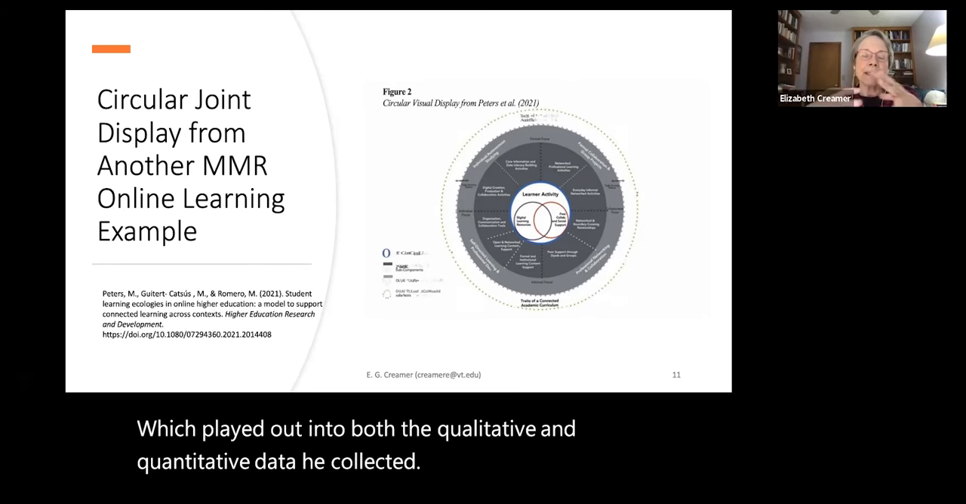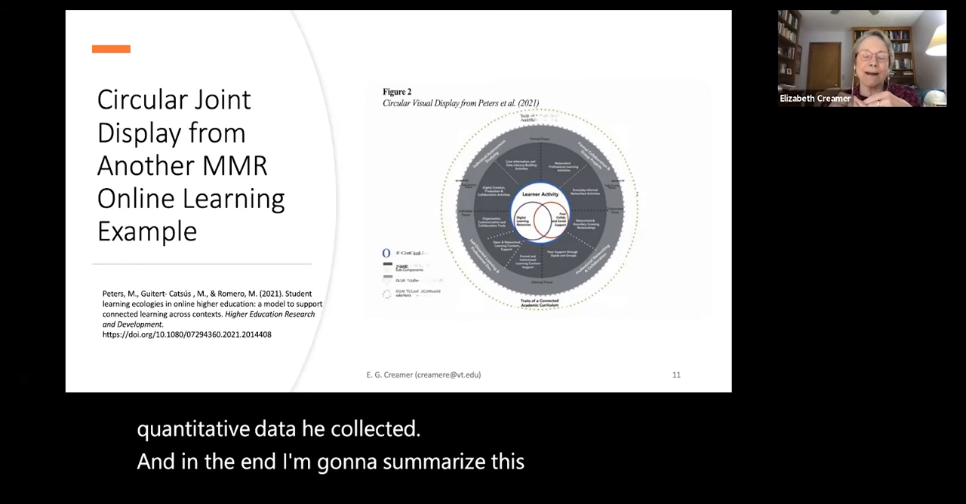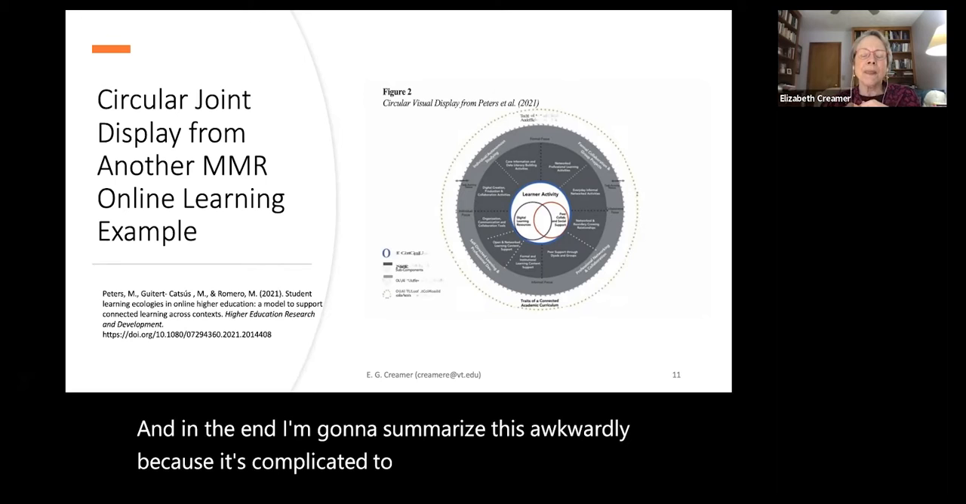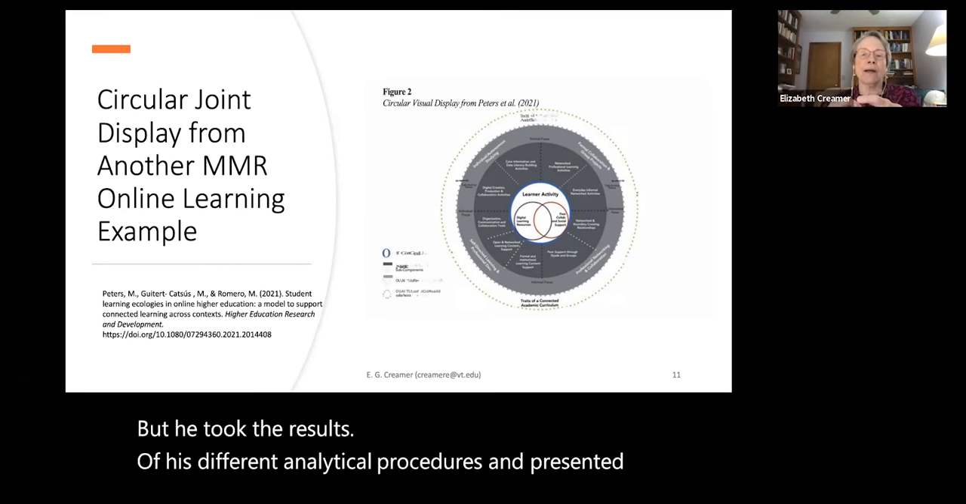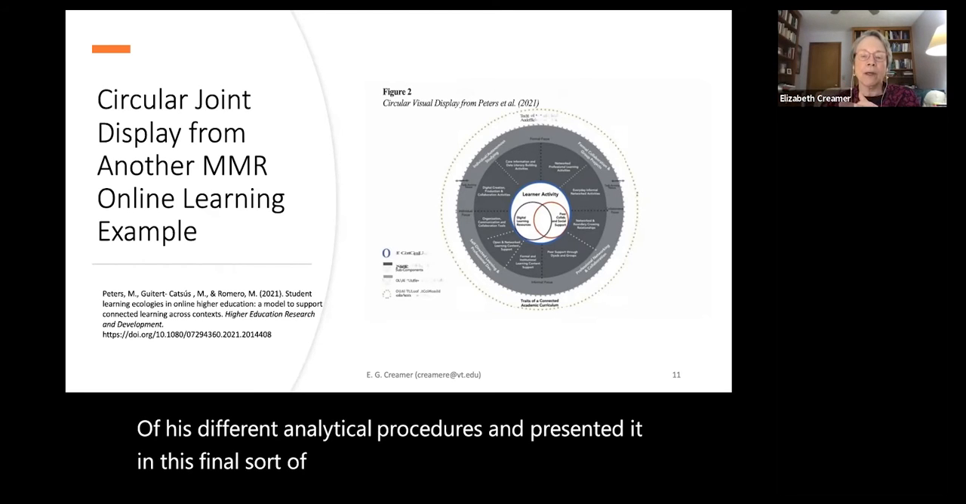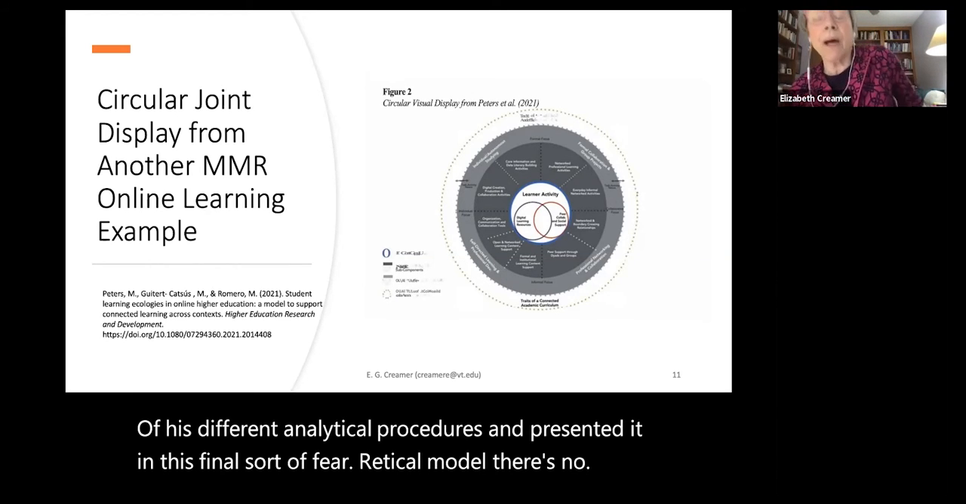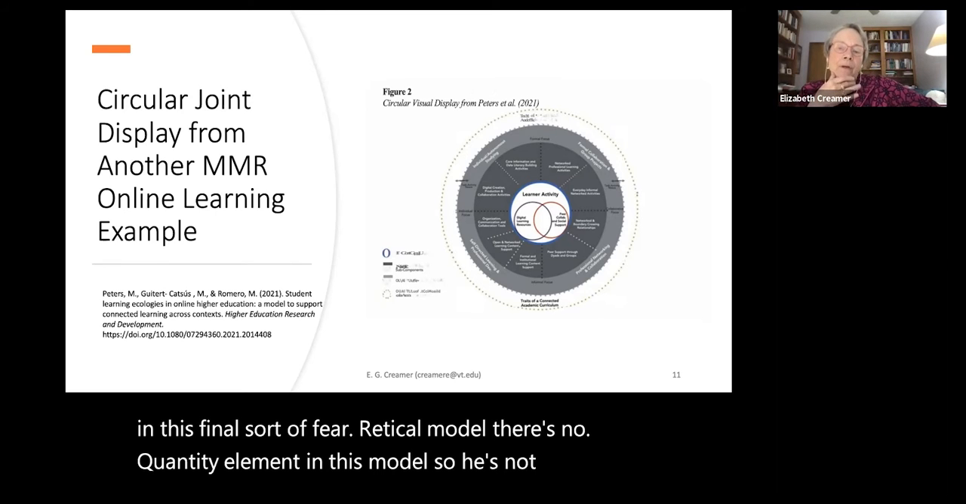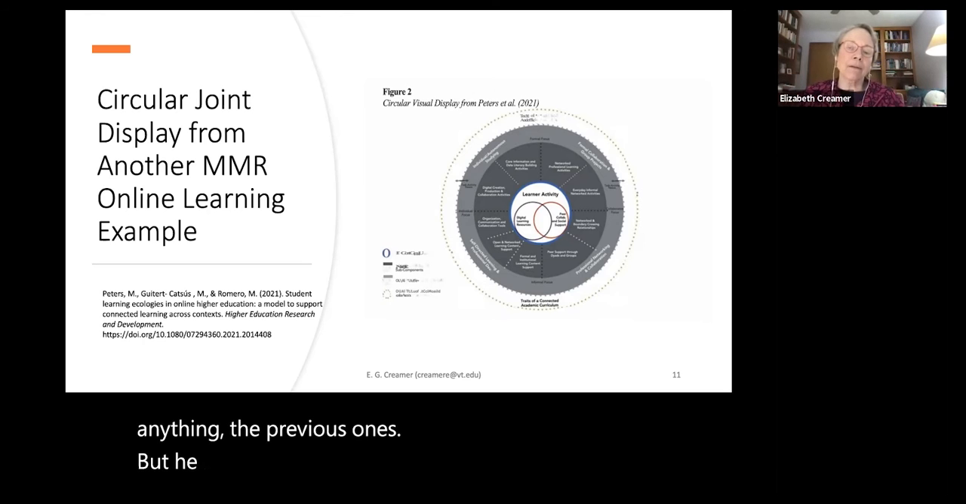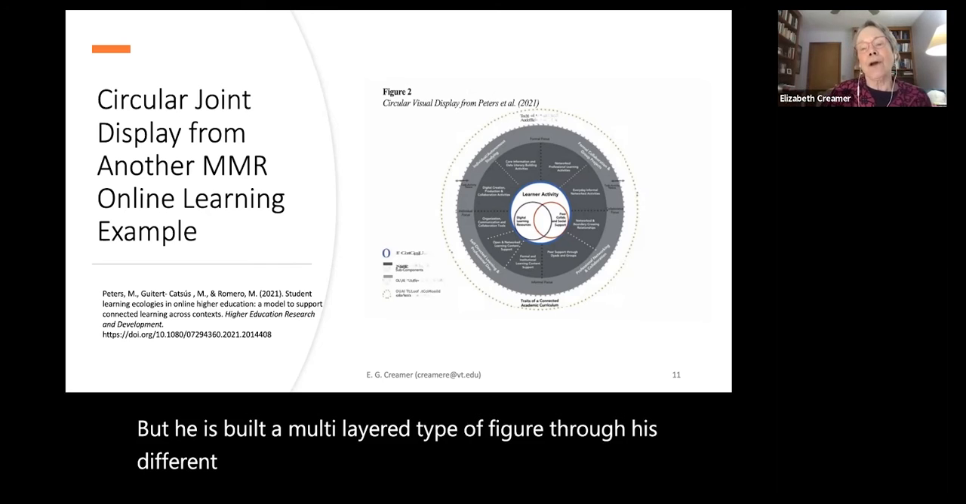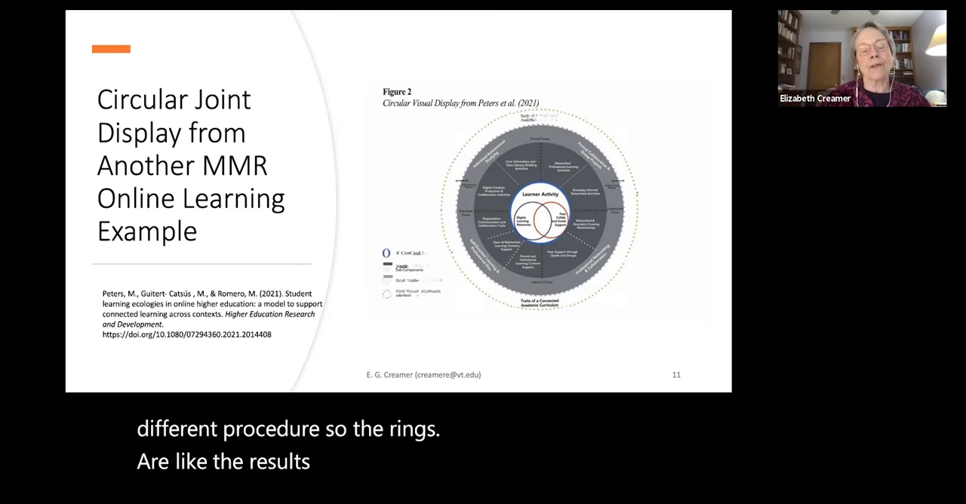And in the end, I'm going to summarize this awkwardly because it's complicated to explain. But he took the results of his different analytical procedures and presented it in this final theoretical model. There's no quantity element in this model. So he's not quantifying anything like the previous ones. But he has built a multi-layered type of figure through his different procedures. So the rings are like the results of different procedures.